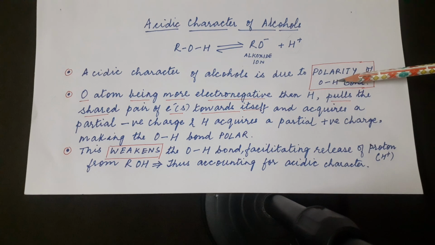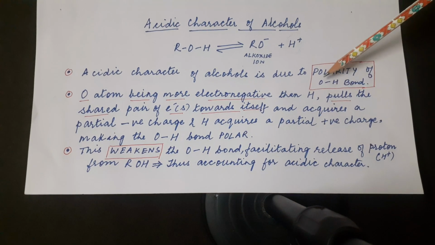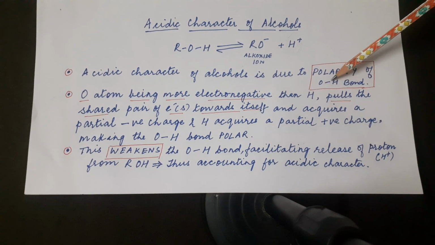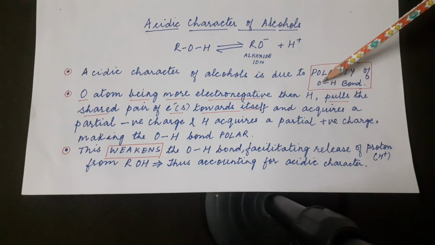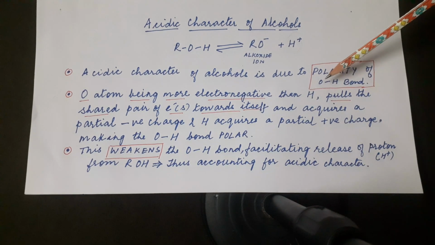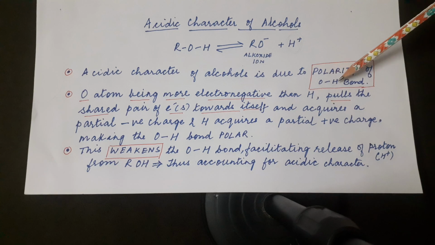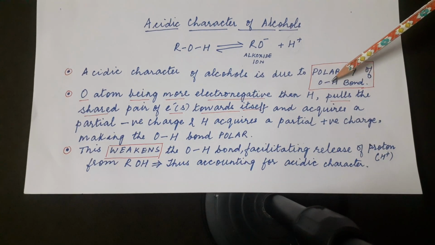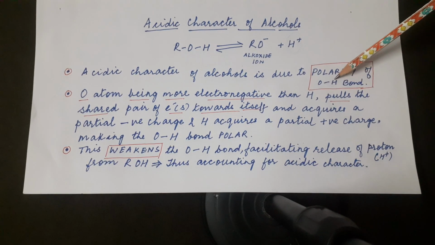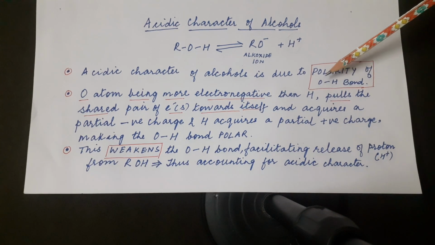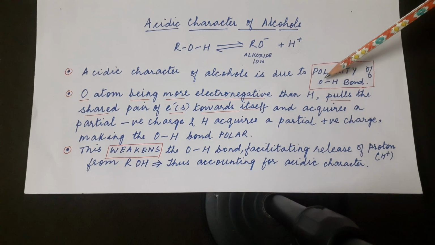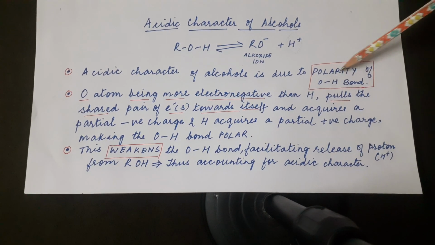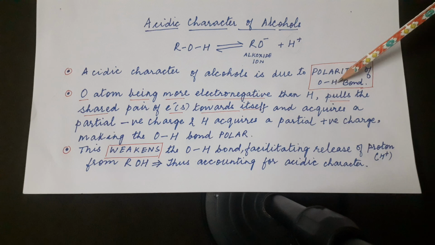Now, what is this polar nature? Oxygen being more electronegative than hydrogen has a greater tendency to attract this shared pair towards itself. As a result, the electron density over oxygen increases, giving it a partial negative charge, and over H, the electron density becomes less, giving it a partial positive charge. This acquiring of oppositely natured charges on a given bond is said to be polarity, and the bond is said to be a polar bond.